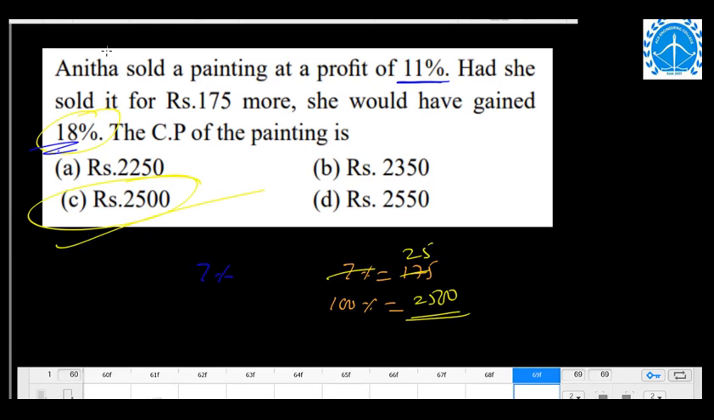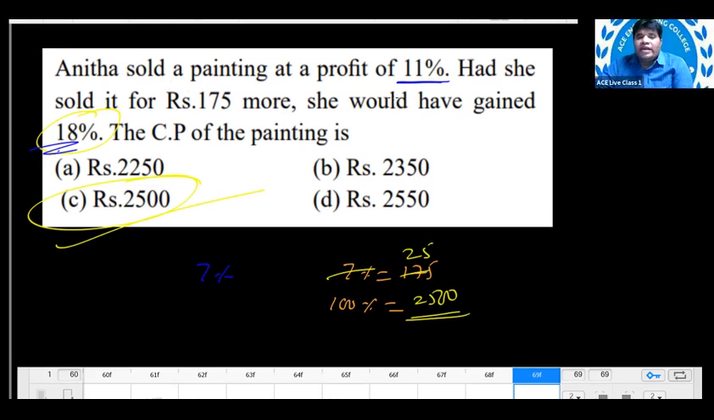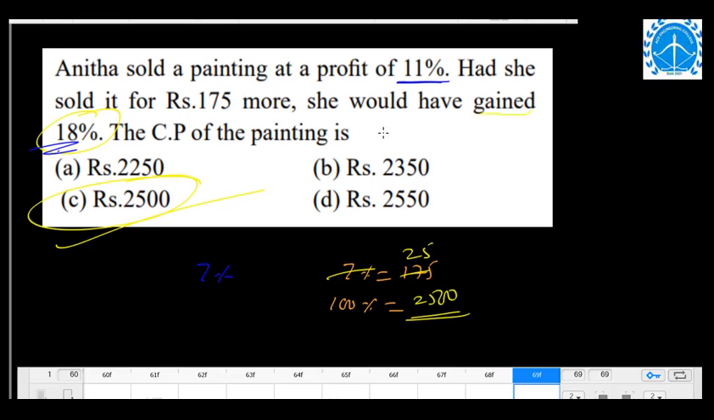Anita sold a painting at a profit of 11%. If she had sold it for 175 more, she would gain 18% profit. Gain means profit. Find the cost price of the painting.